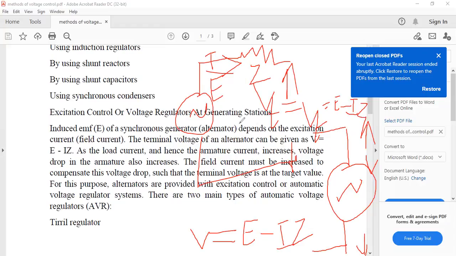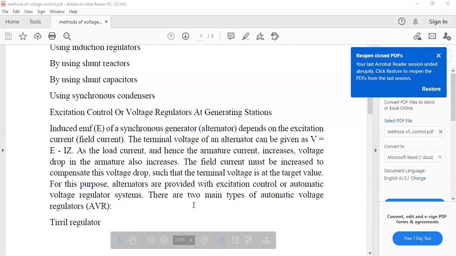Suppose if the load current increases, the armature current also increases. If the armature current increases, the voltage drop will be more. If the voltage drop is more, there is a huge difference between the terminal voltage and the induced EMF. So you should maintain that voltage drop within the tolerable limits.